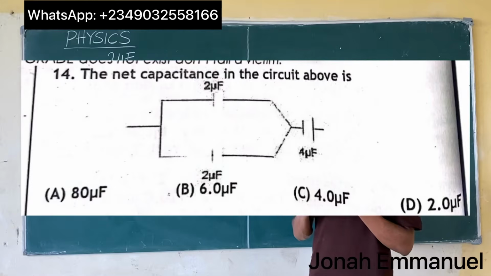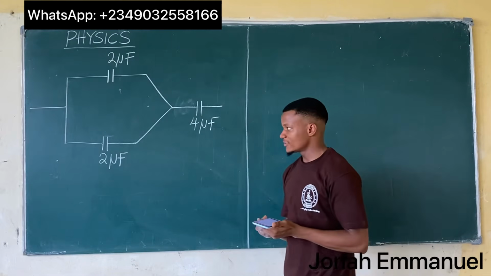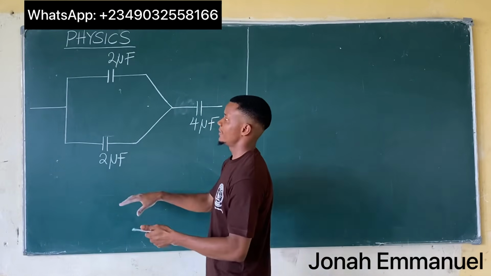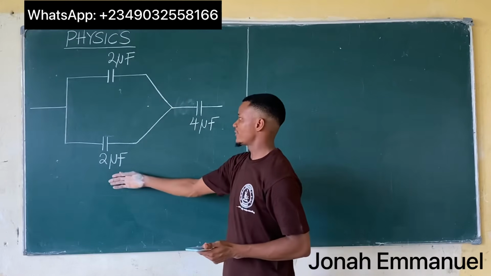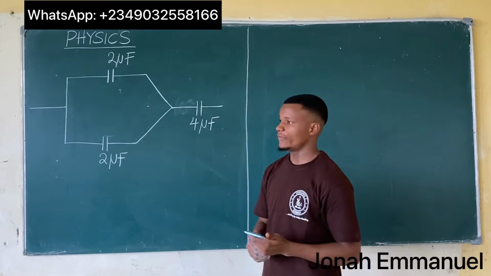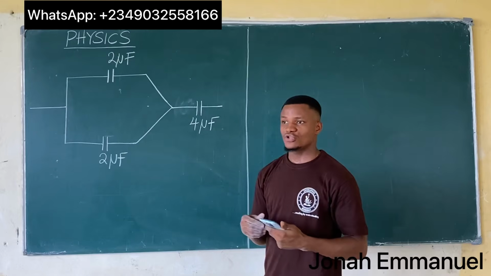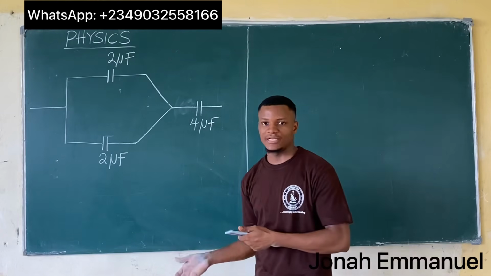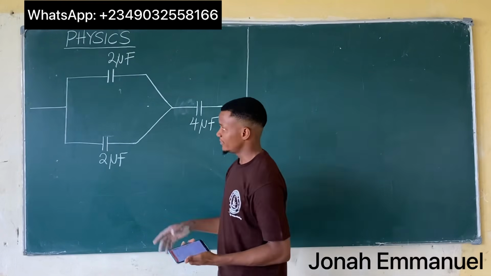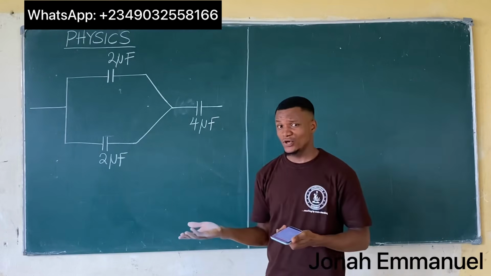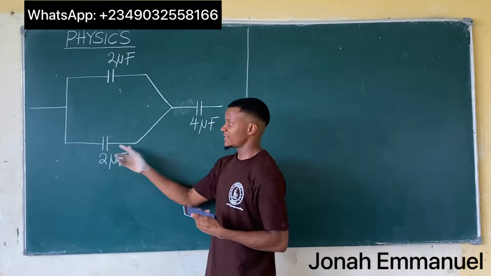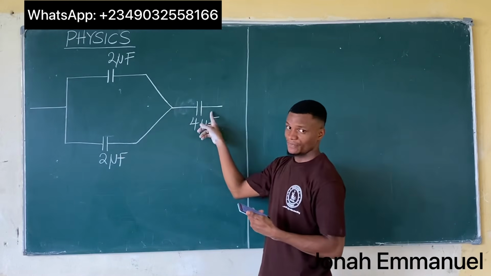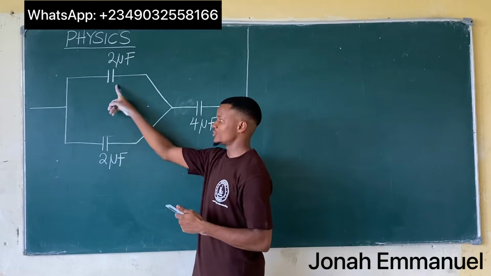This question says the net capacitance in the circuit above is. So here's my circuit. This is a connection of capacitors 2 microfarad, 2 microfarad, 4 microfarad. Now I said when you're solving things of this nature, start from the closed end to the open end. For this one here, there is no real closed end and no real open end, so you have to figure out where to start from. For this case, I'm starting from this end. My first task is to resolve these two.